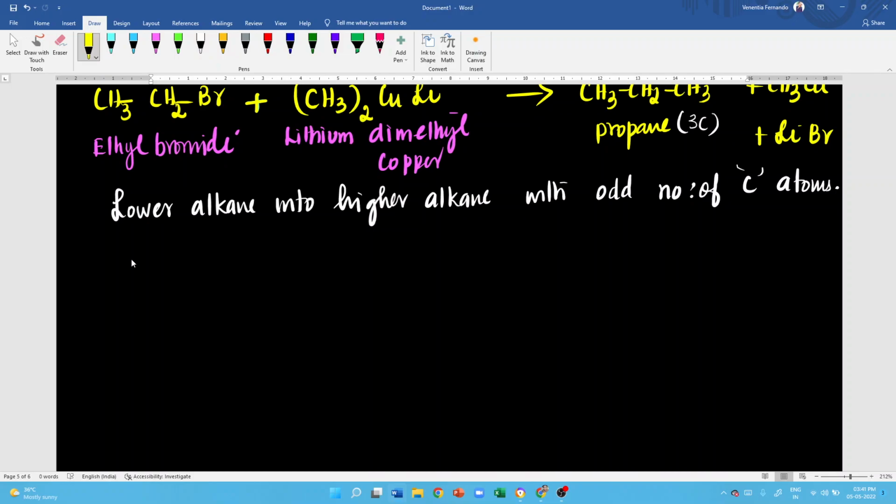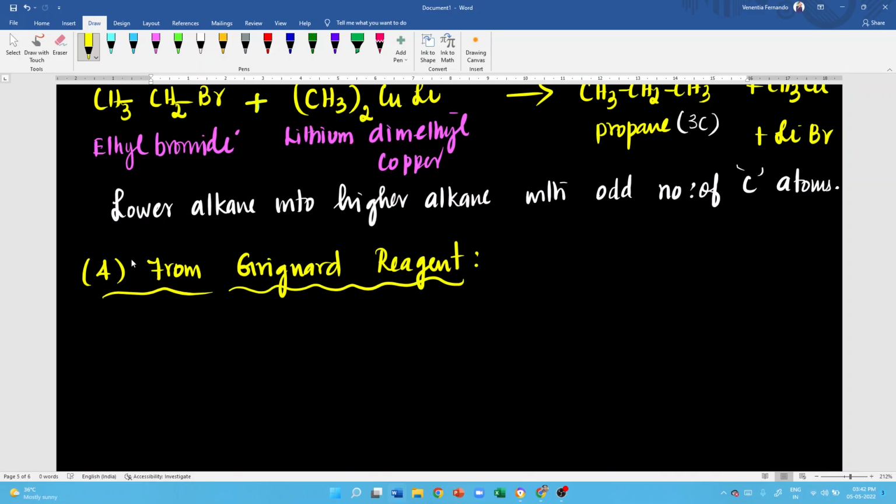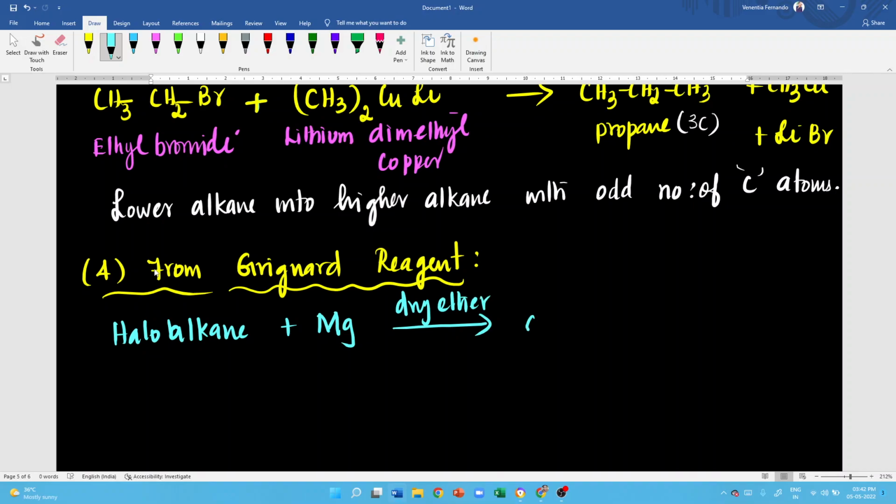Now I am moving to the fourth method of preparing alkanes. It is from Grignard reagent. First, how to prepare Grignard reagent? You should take a haloalkane plus magnesium in the presence of dry ether. You will get alkyl magnesium halide.